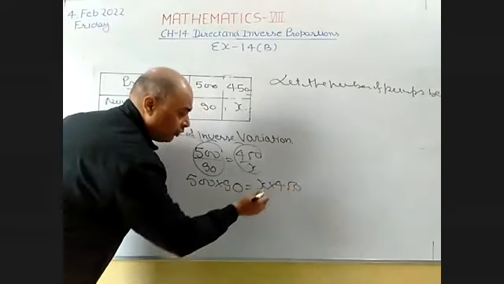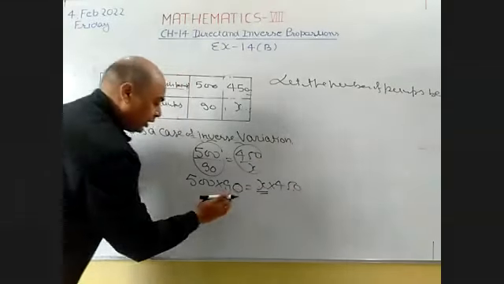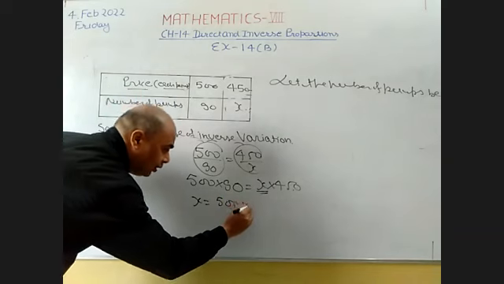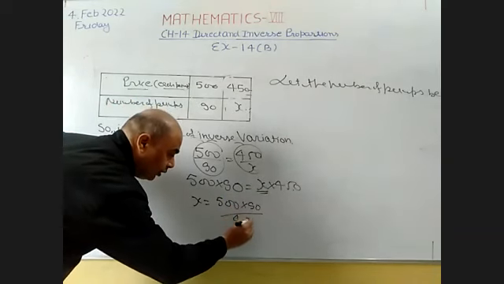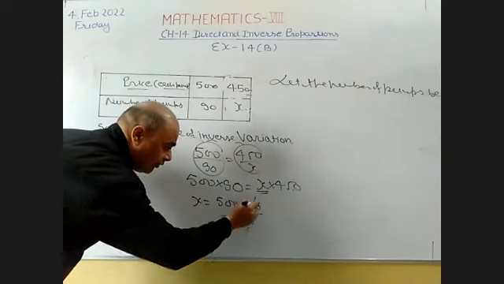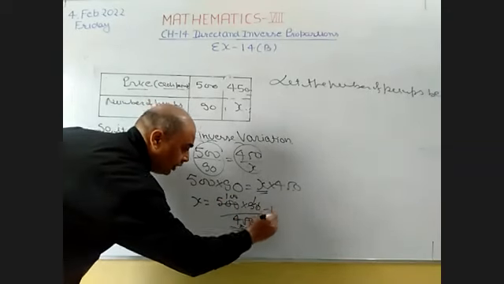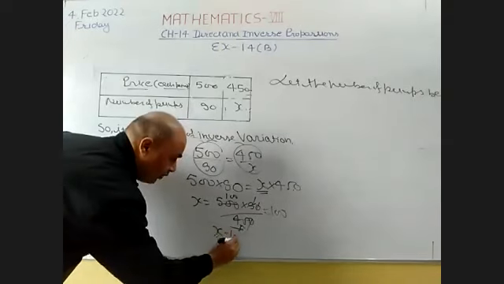In this question, we are going to find the value of x. So take this 450 to this side. So x equals 500 into 90 upon 450. Now the 0 is going to cancel. 9 1s are 9, 9 5s are 45. Again it's going to be 100. So the value of x becomes 100.